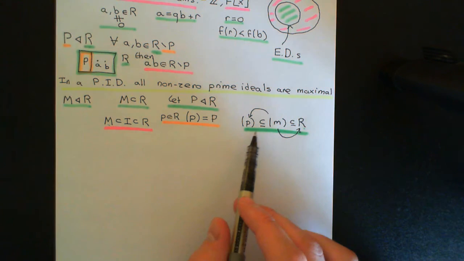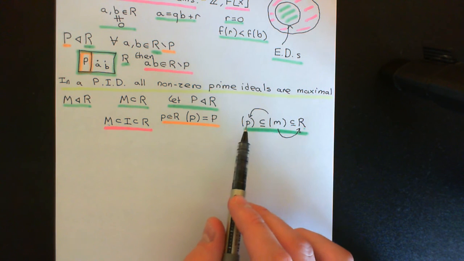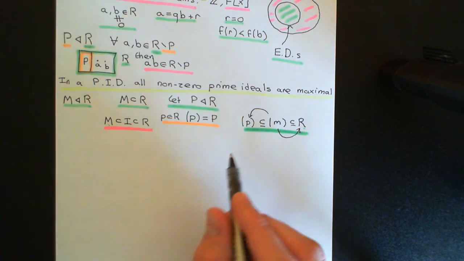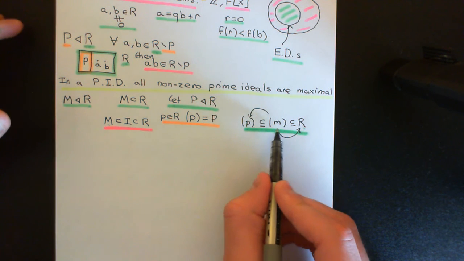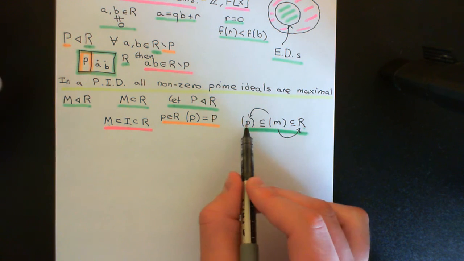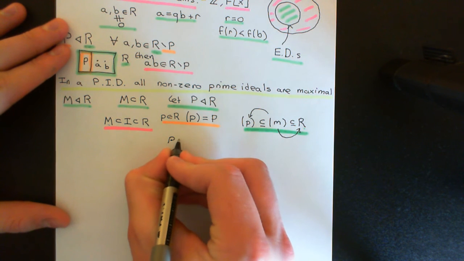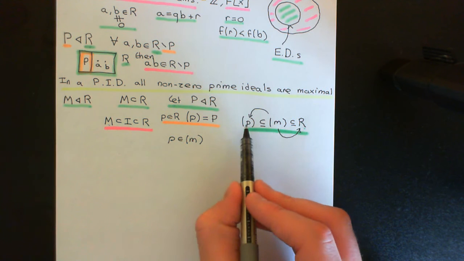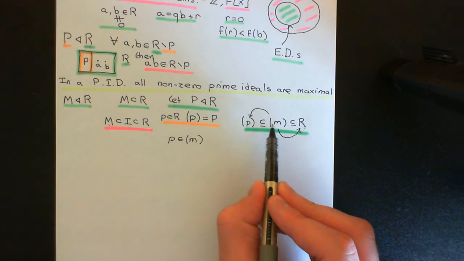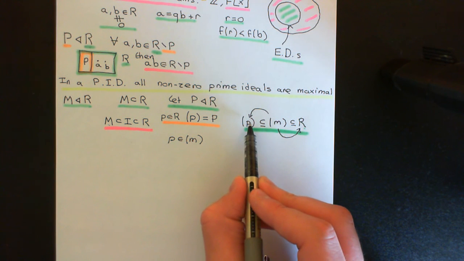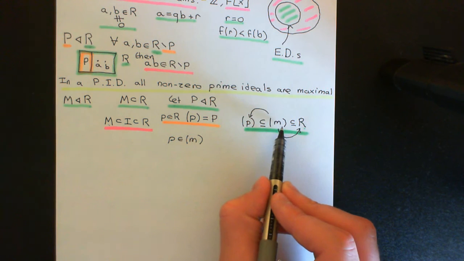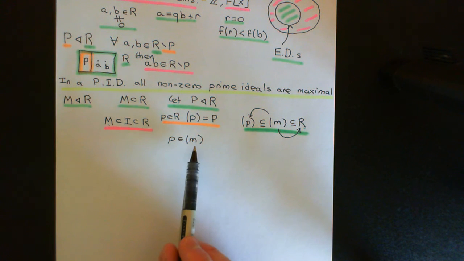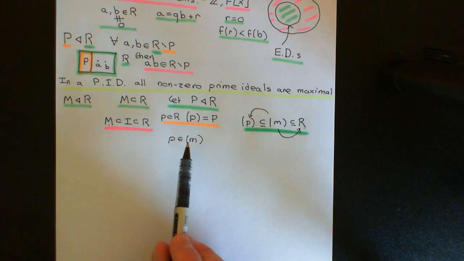So, if the principal ideal generated by M contains the principal ideal generated by P, then that means that P is going to be within the principal ideal generated by M. That's perfectly reasonable. So the first thing I can conclude from this is that P is an element of the principal ideal generated by M. Because if the entire principal ideal generated by P is contained within this, then one of the elements that's in here is certainly P, so P is going to be in here.